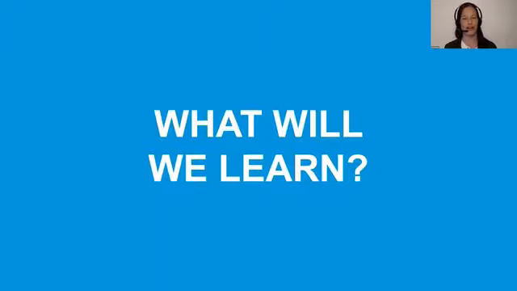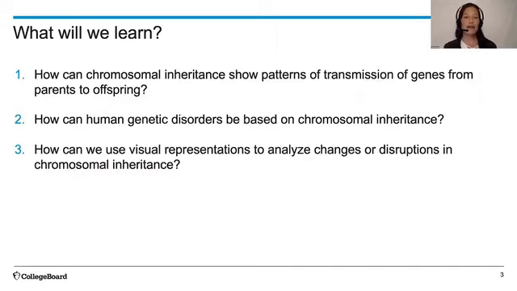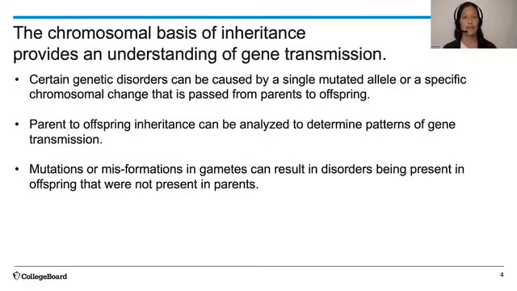What will we learn? In this video, we will learn three important things. How can chromosomal inheritance show patterns of transmission of genes from parents to offspring? How can human genetic disorders be based on chromosomal inheritance? And how can we use visual representations to analyze changes or disruptions in chromosomal inheritance? So let's get to it.